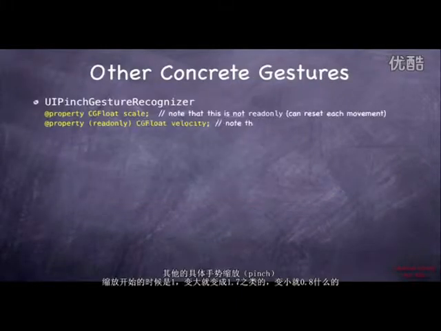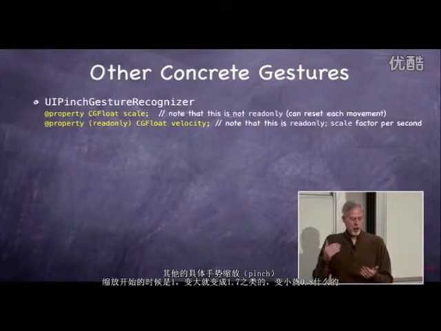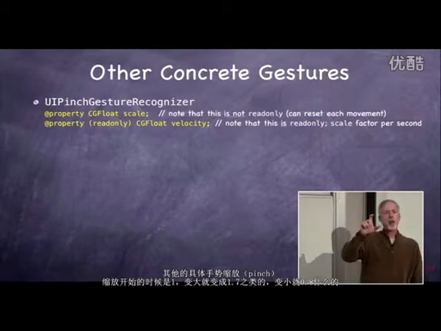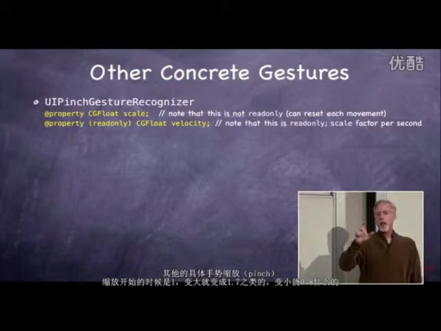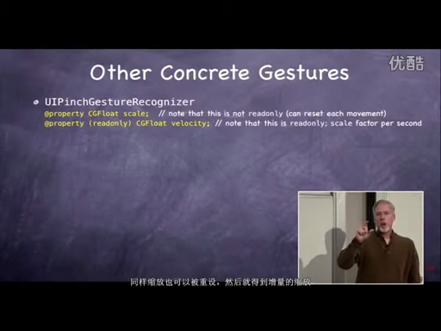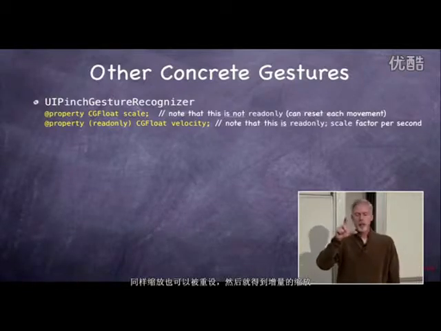Okay. Other concrete gestures that are available. There's pinch. Pinch's main property is scale, which is a float that tells you the scale. When the pinch first starts, the scale is 1. As it moves out, the scale will be 1.07, 1.1. If it moves in, 0.9, 0.8. And again, scale is writable, so you can always reset the scale back to 1, and then every time it moves, you'll be getting relative to the last scale. Okay, so incremental as opposed to combined.